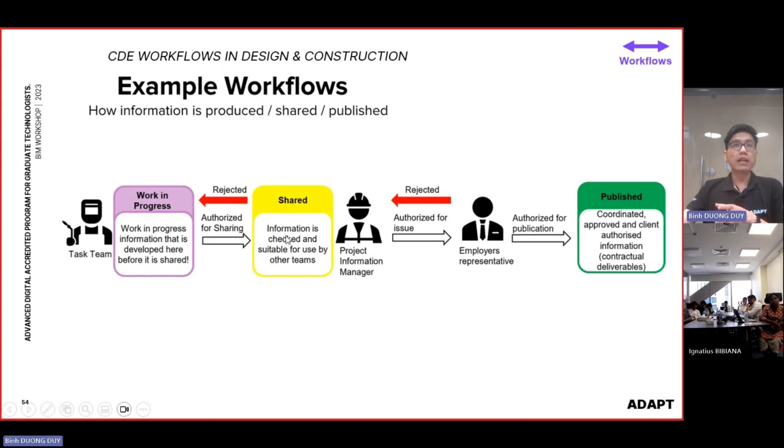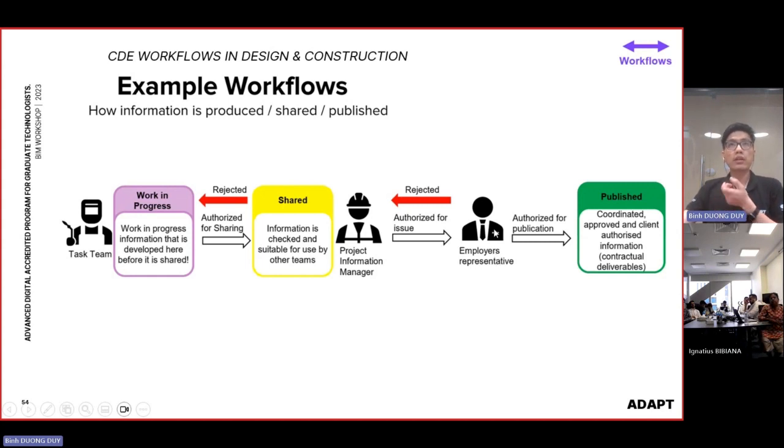In this space, one project information manager will check it and make sure all the information is qualified enough to be shared. If not, they will reject it and it goes back to the WIP state. If it all looks good, they will share it to the employer or the representative of the employer.